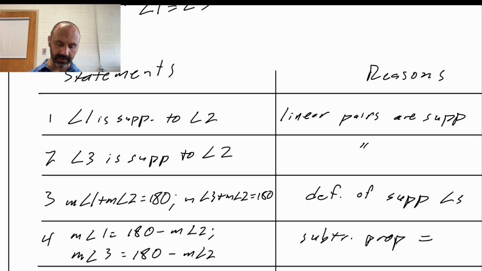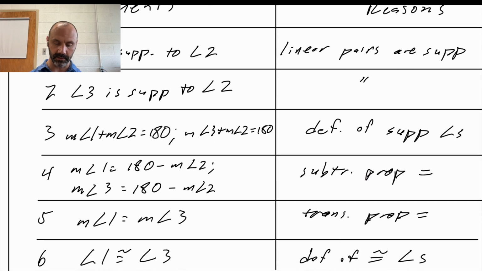Okay, now the subtraction property. Well, see, what I could do is just set these both equal to 180, and then I'd subtract angle 2, and that would work. But here, what I do instead is I solve for the measure of angle 1, I solve for the measure of angle 3. How do I do that? So what did I do? The measure of angle 2 is on the other side, and I'm subtracting it. So I subtracted the measure of angle 2 from both sides. So how do I get from here to here? The subtraction property of equality. Subtracting the measure of angle 2 from both sides.